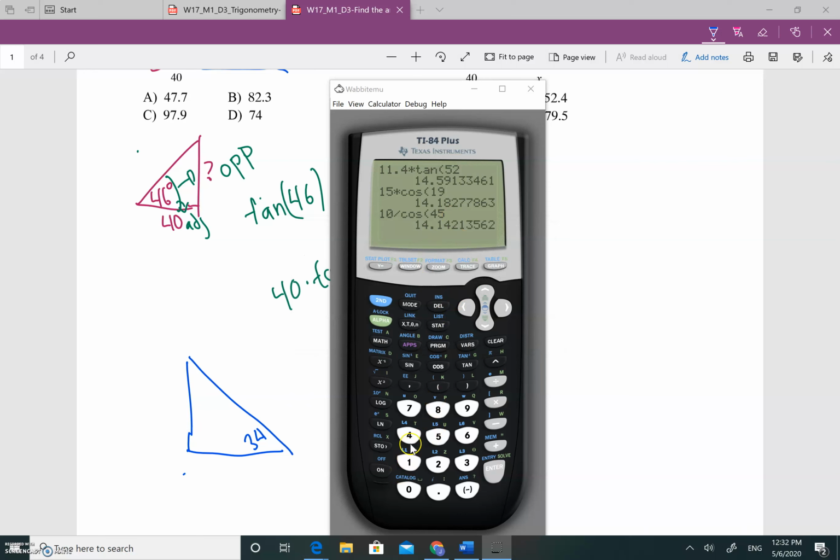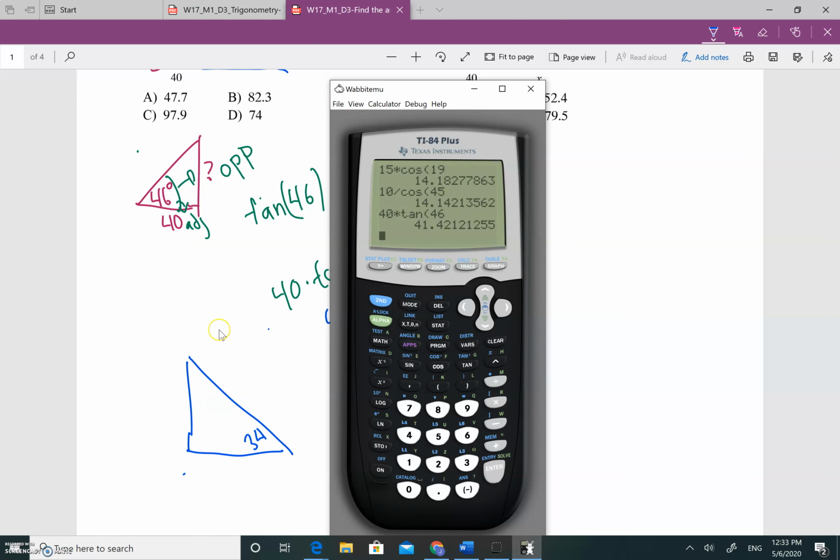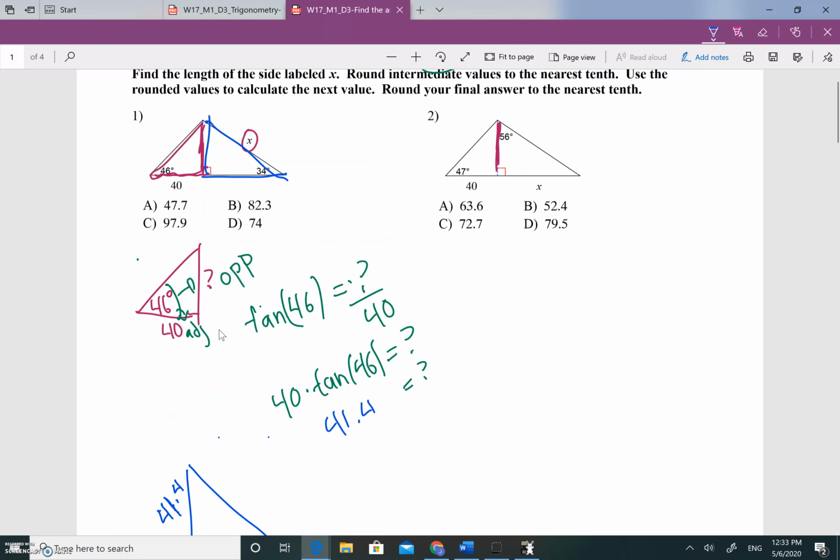Now my calculator is going to give me my answer, so it's going to be 40 times tangent 46, and that gives me 41.4, because I rounded. Let me check that one more time. Yep, 41.4. So that means this side is 41.4, because that's the side that I was looking for.